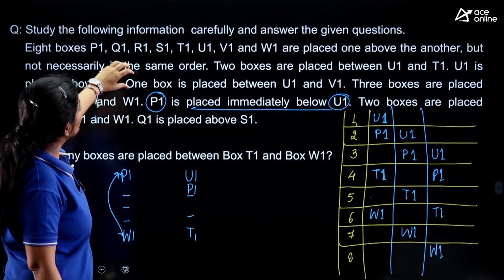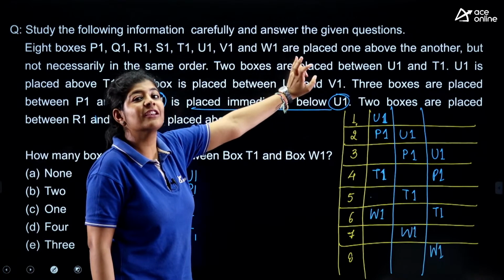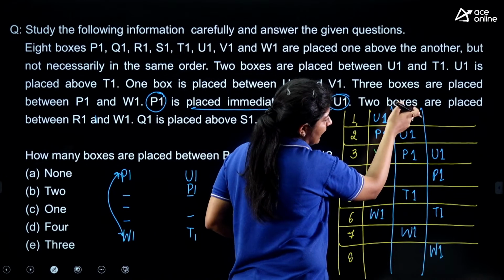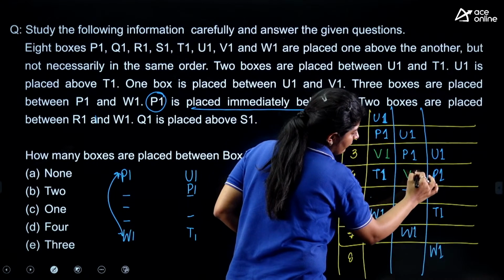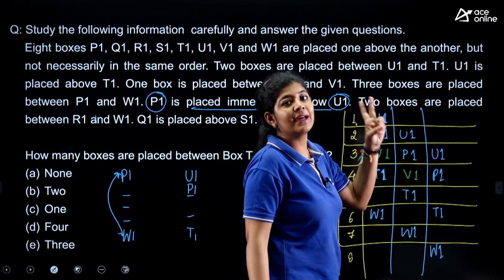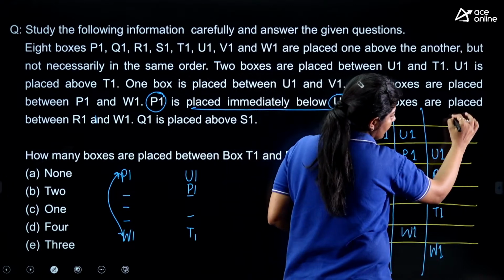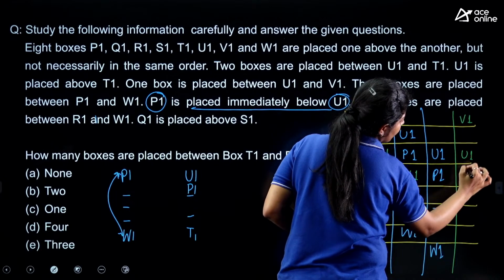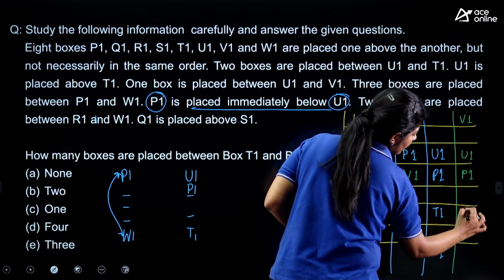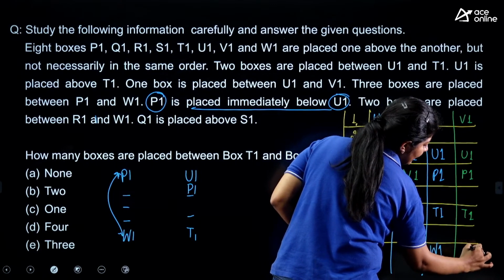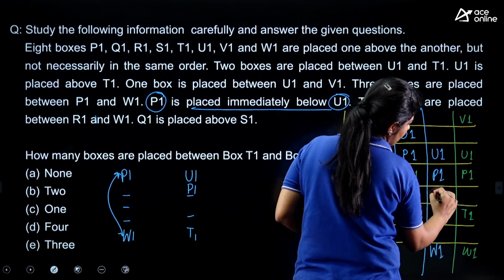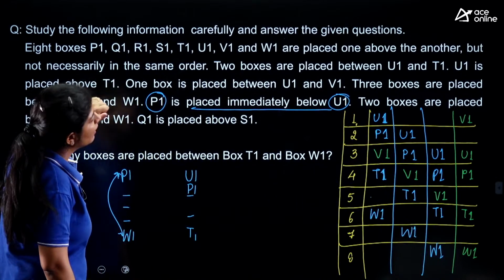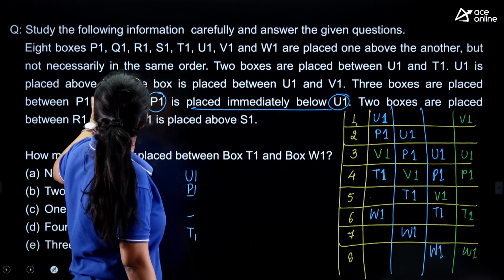Now the question is saying that one box is placed between U1 and V1. We can put V1 over here. We can't put V1 over here, so we can put V1 over here. But now in this one, we are again having two cases. So we will make the another case as well. So V1, U1, P1, T1 and W1. Here we will put V1, right? Next. Okay, we're done with this one.